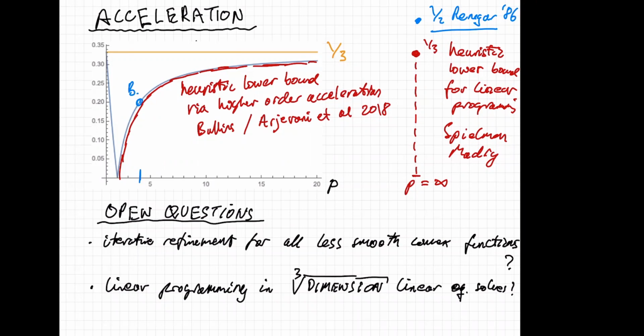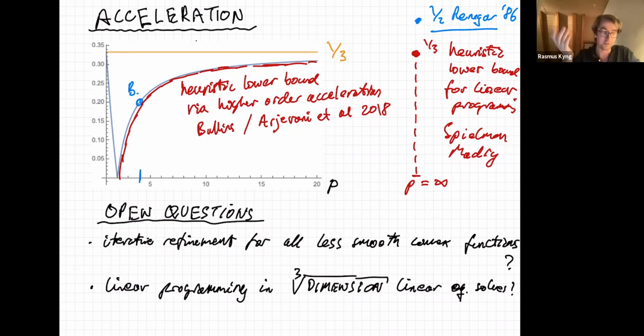Right. And there are some settings where we do. For example, for flows, we have a fast linear equation solver, and then this matrix multiplication time is not relevant anymore. But also, for example, Richard Peng and Santosh Vempala had this result last year on getting a fast linear equation solver for sparse matrices.